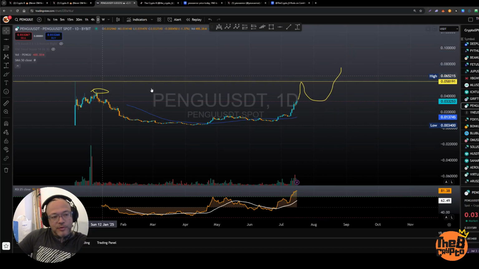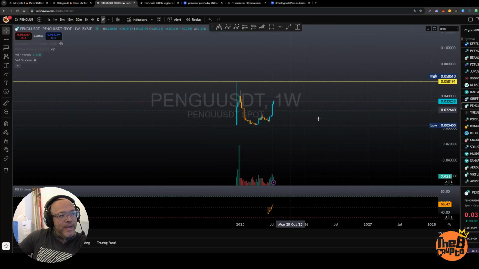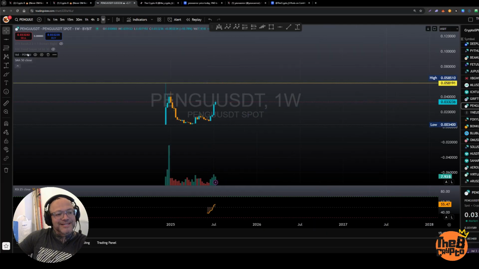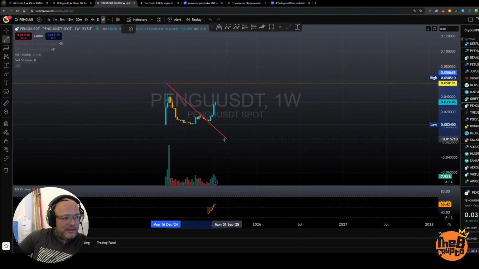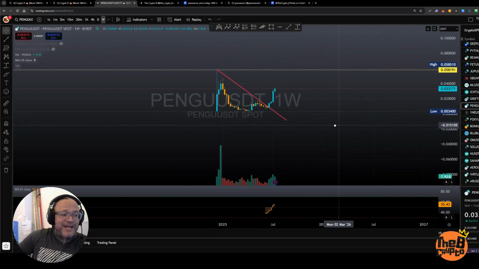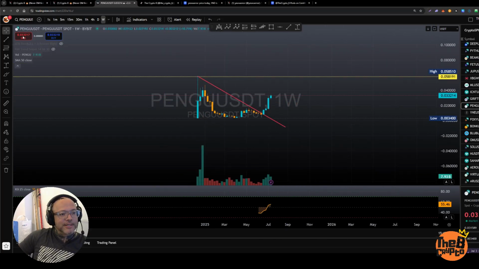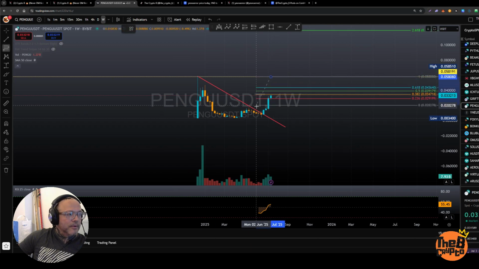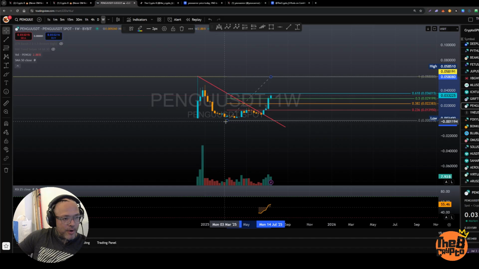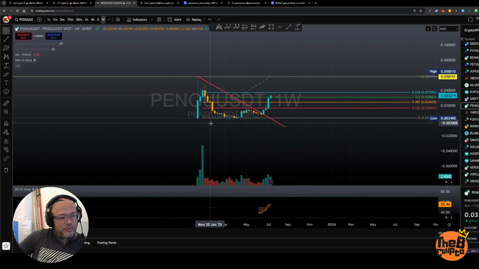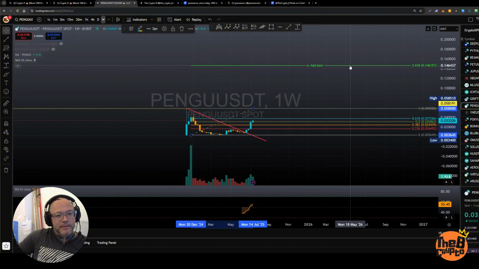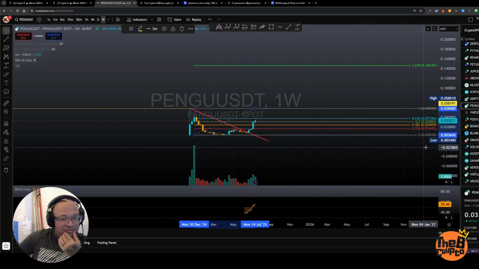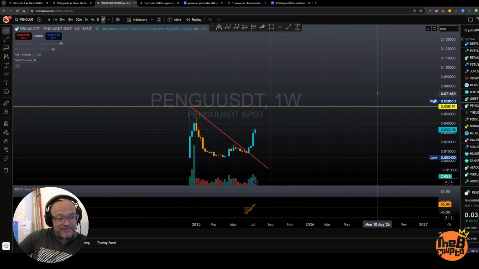But let's go into a weekly. Look at this, guys. Look at this. This is crazy. This chart is crazy. So we go here. Look at this, right? So with the Fibonacci worked here. So that would be there to 14 cents. 14 cents, not bad at all.